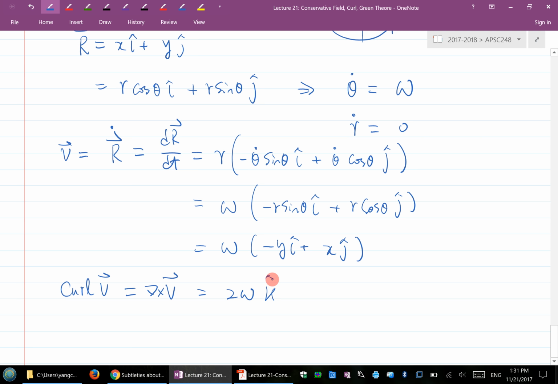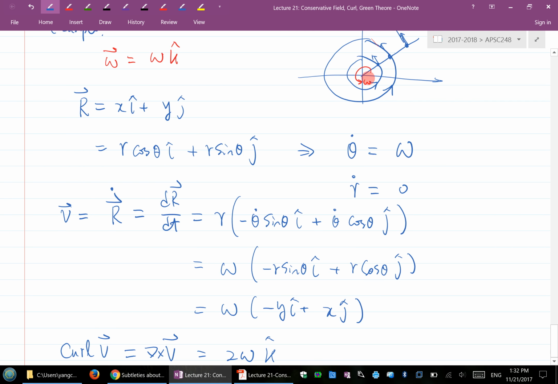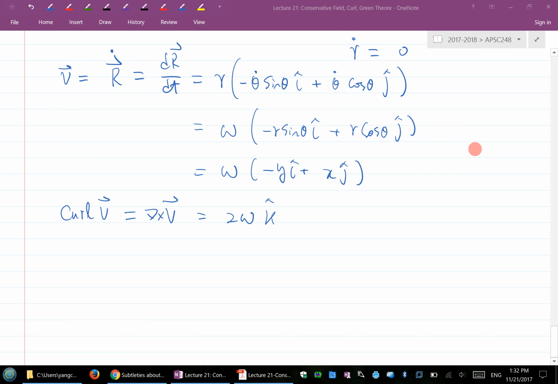Is that good? So you look at the result of the curl f here. First of all, which direction is it pointing to? Pointing to the z-axis, right? And what's the magnitude of this vector? 2 omega. And what is the angular velocity of the whole flow? Omega. So this is basically twice that of the flow's angular speed.